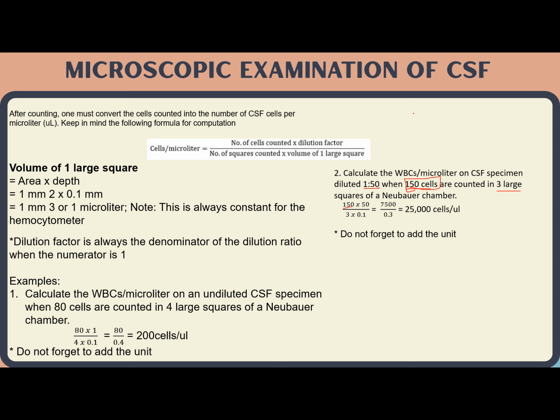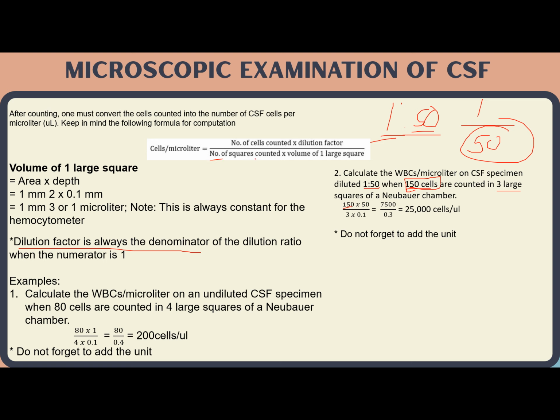Then what is the dilution factor? If it's 1 is to 50 in ratio form, you convert this into fraction. So the numerator would be the first number. The denominator would be the second number. And again, kapag dilution factor, your dilution factor is always the denominator. Therefore, your dilution factor is 50. So 150 cells counted times the dilution factor, 50.